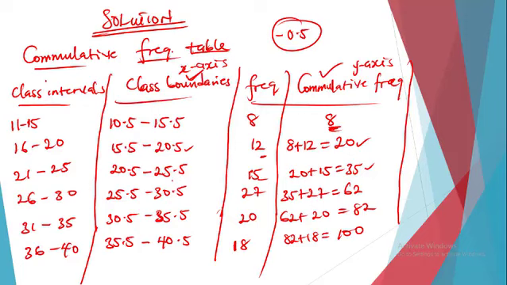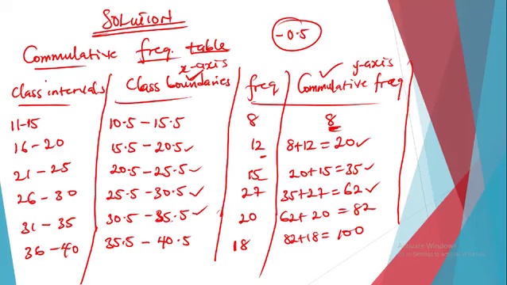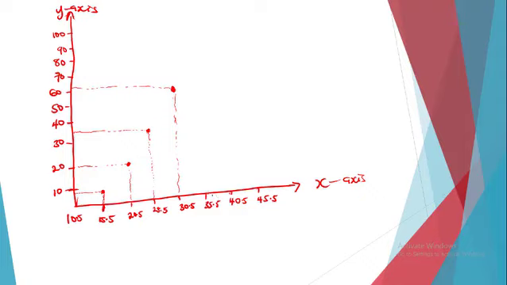Okay, for 30.5, 30.5 is 62. Let's go up. 62, let's assume it's somewhere here. We have it to be here. Okay, then we have 35.5, which is 82. Let 82 be somewhere here.